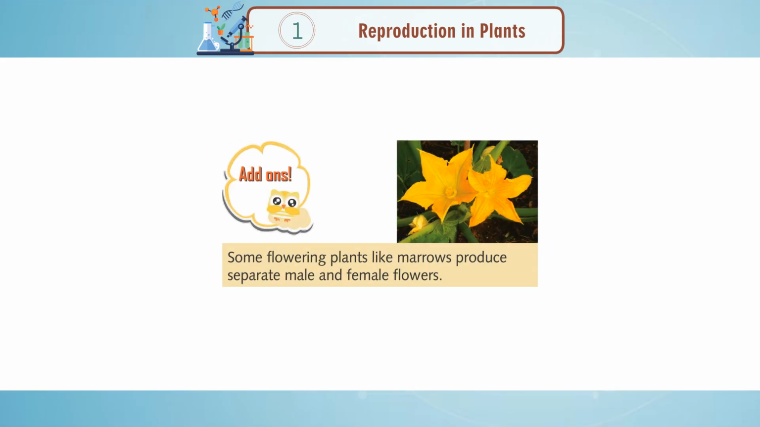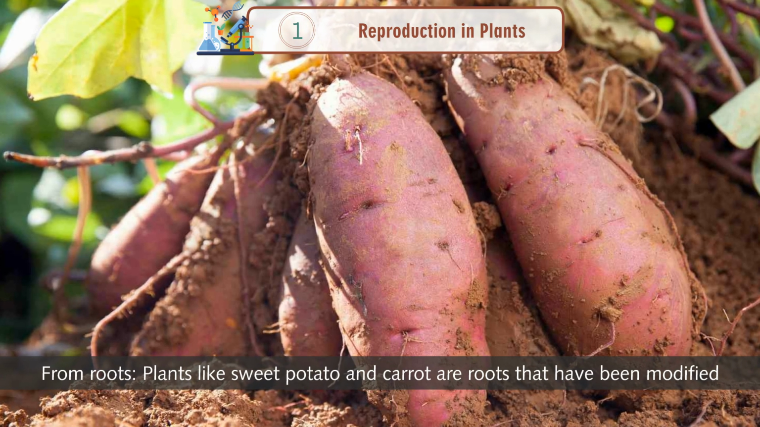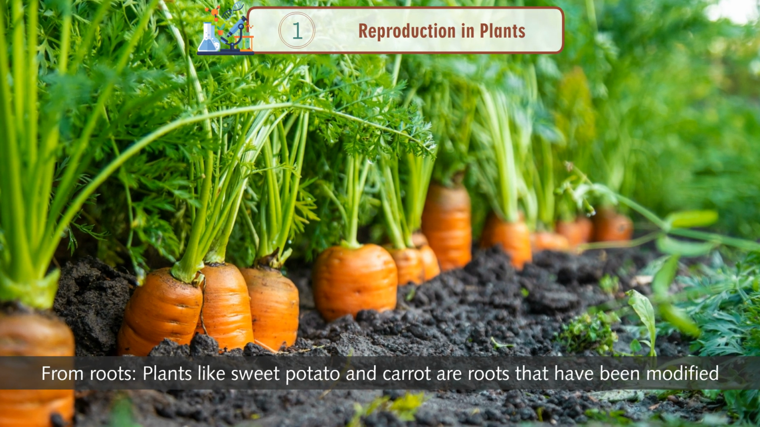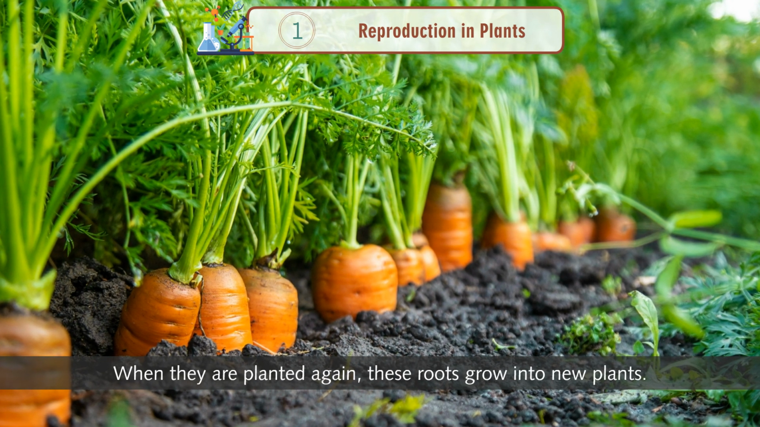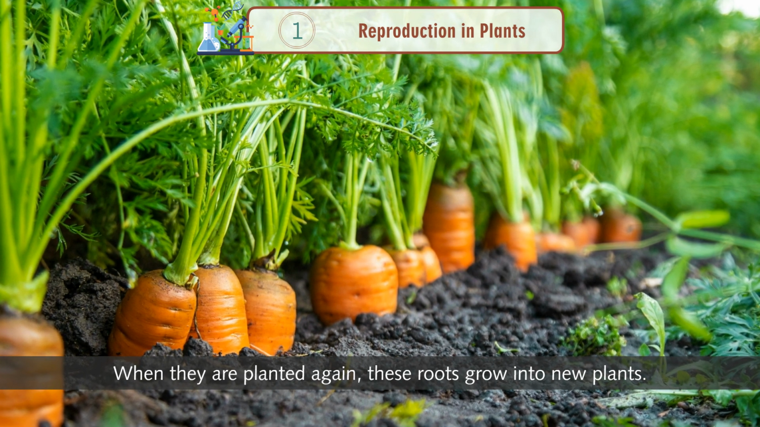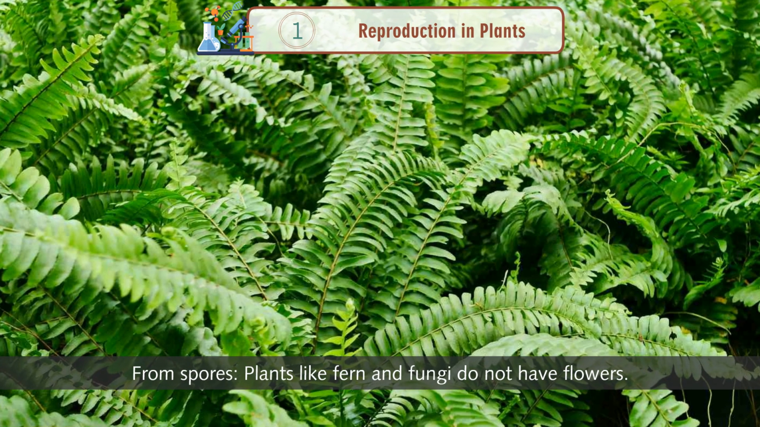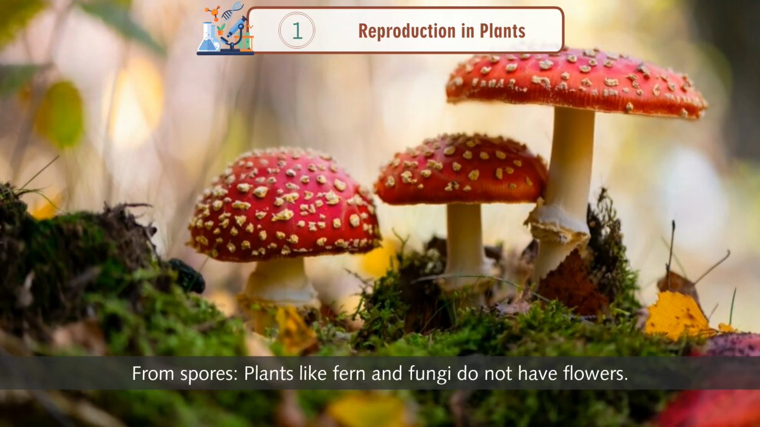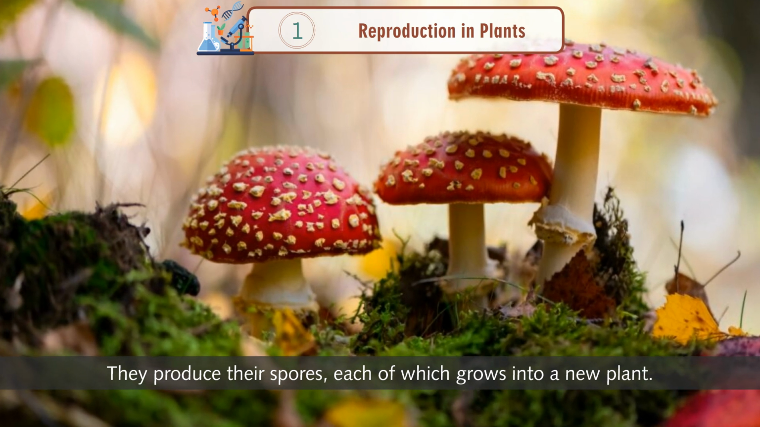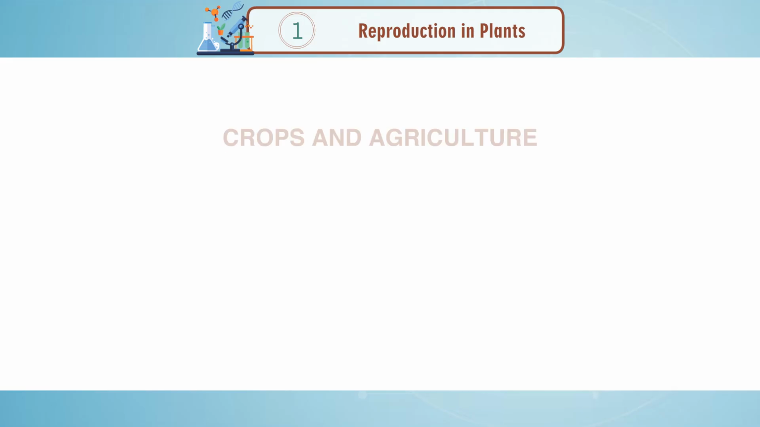Add-ons. Some flowering plants like marrows produce separate male and female flowers. From roots, plants like sweet potato and carrot are roots that have been modified to store food. When they are planted again, these roots grow into new plants. From spores, plants like fern and fungi do not have flowers. They produce spores, each of which grows into a new plant.